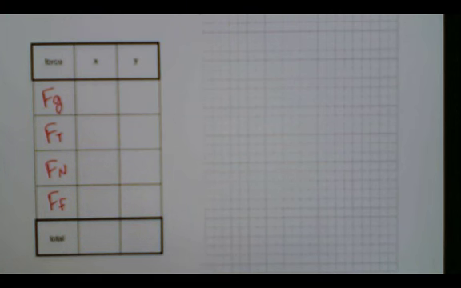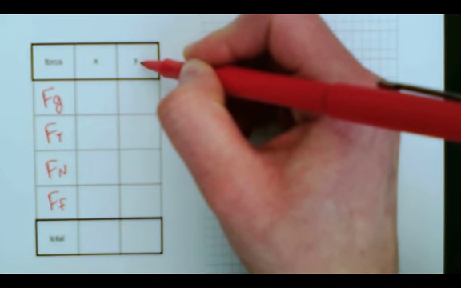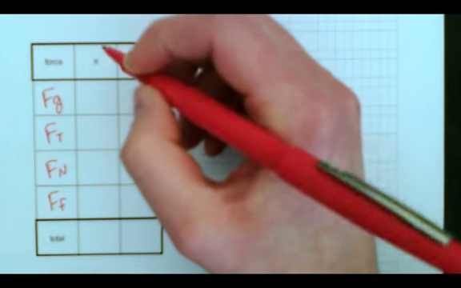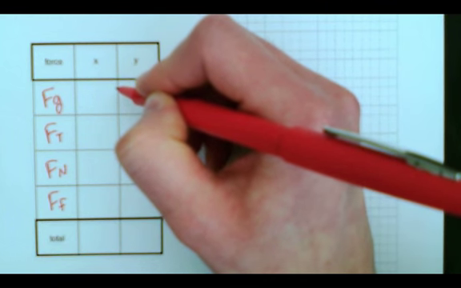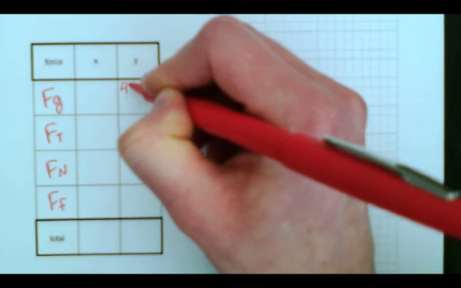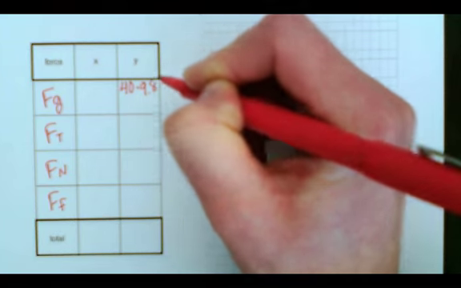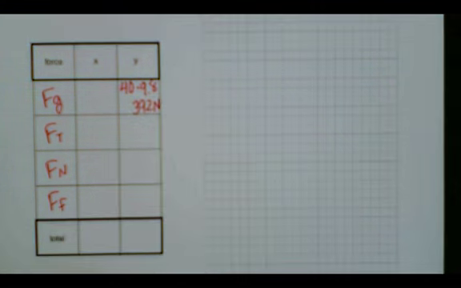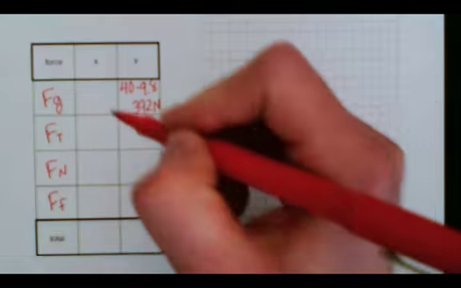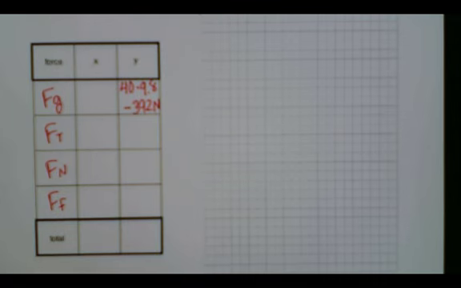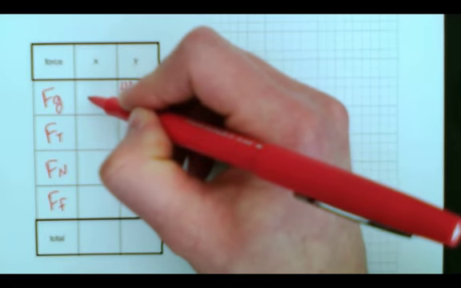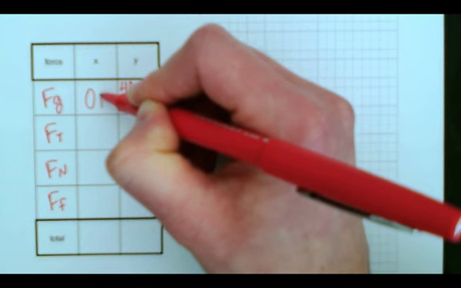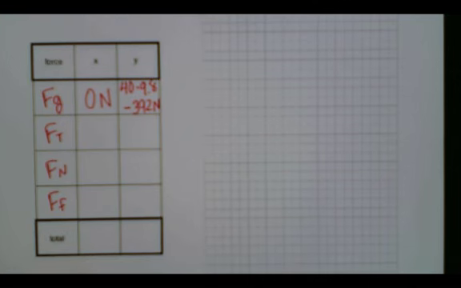The gravitational force pulls down on the dog, so it acts in the vertical or y direction. To calculate the gravitational force, we use mass times 9.8. 40 times 9.8 equals 392 newtons. Because gravity pulls down on the dog, this force is negative. Gravity only acts in the vertical direction, therefore our x component of the gravitational force is 0 newtons.